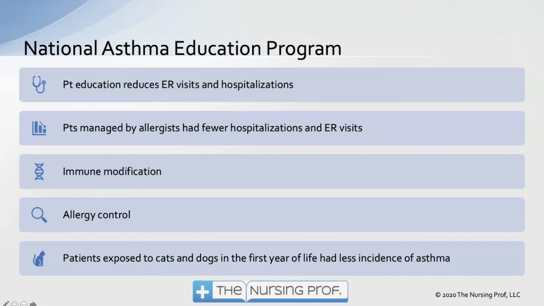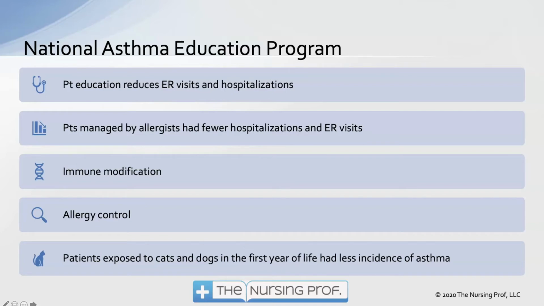The National Asthma Education Program says that we should provide patient education to our patients to reduce the ER visits and hospitalizations. So we've actually found that there's been a dramatic decrease in hospitalizations when we have given enough information to our patients about how to avoid these allergens and how to maintain their asthma so that they're not having recurrent bouts with it. Patients managed by allergists had fewer hospitalizations and ER visits.